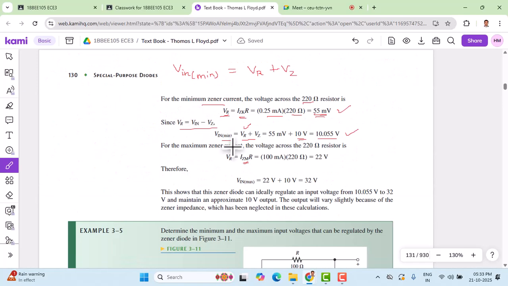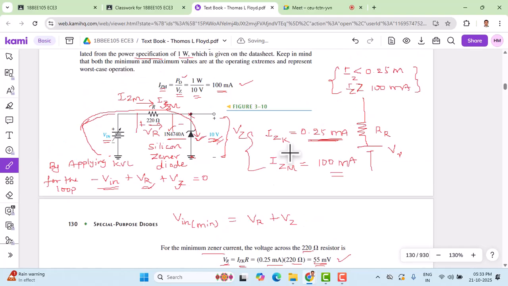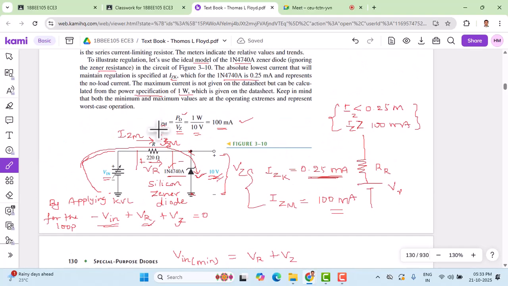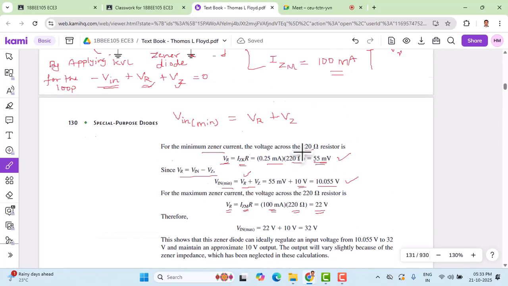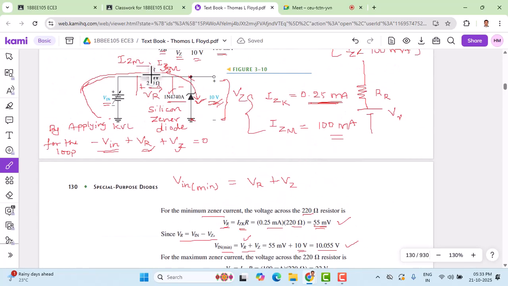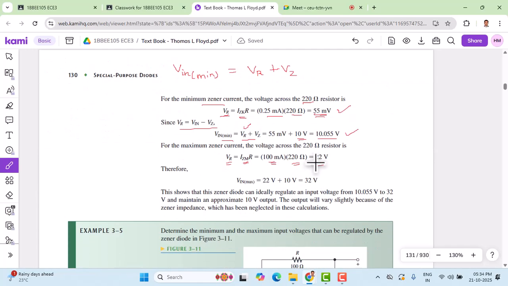If I use Izm here, then the voltage drop across R is going to be Izm times R. Izm we have calculated based on the power calculations, as you can see here. Based on power we calculated Izm as 100 milliampere. We'll reuse that Izm as 100 milliampere, and the resistance is 220 ohms. Now we know the voltage drop across this 220 ohm resistance is 22 volts.